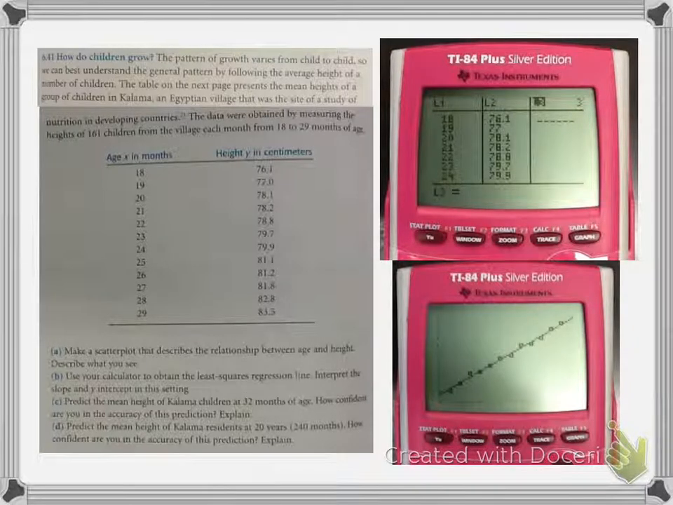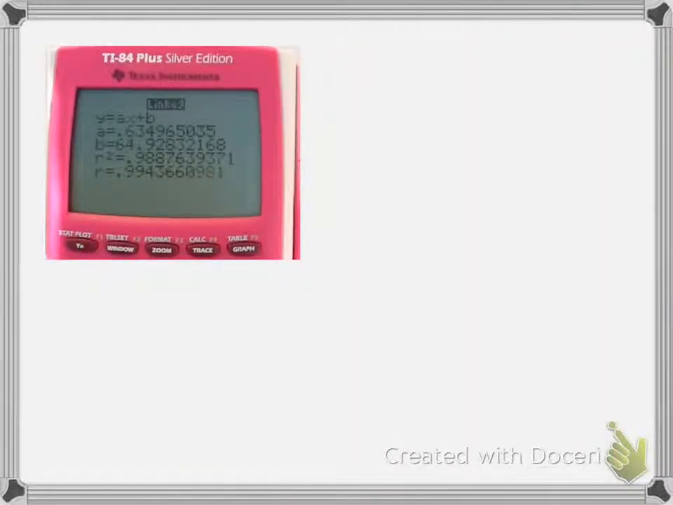So for B, it says, use your calculator to obtain the least squares regression line. Interpret the slope and y-intercept in this setting. Since your data is already plugged in the calculator, press Stat, then scroll down to Calc, and press Enter. Then scroll down to 8, which is linear regression, which has the parentheses a plus bx, and press Enter again. The x list should be L1, which is list 1. The y list should be L2, which is list 2.